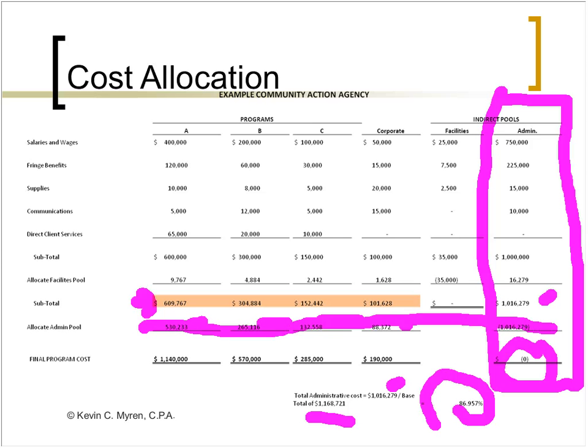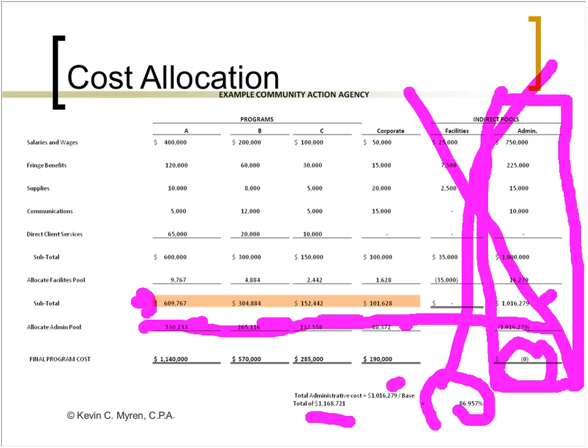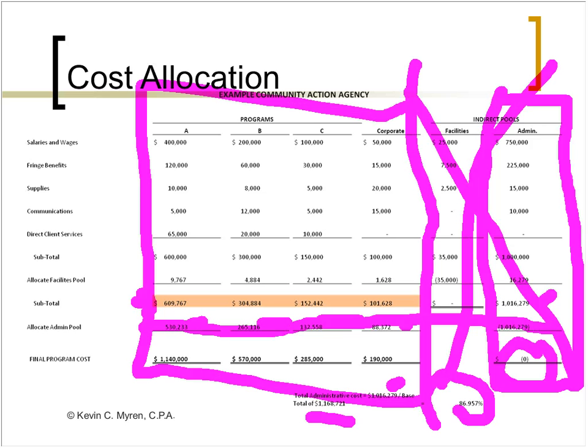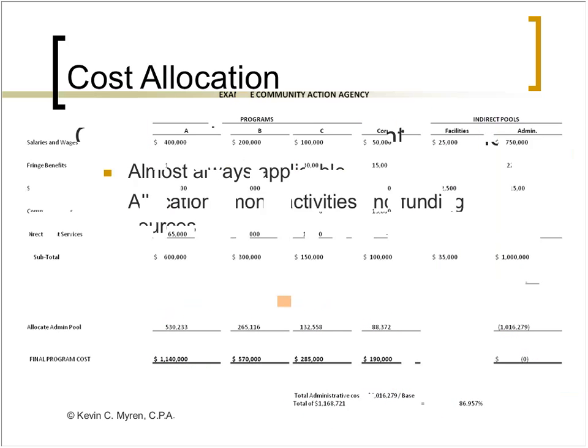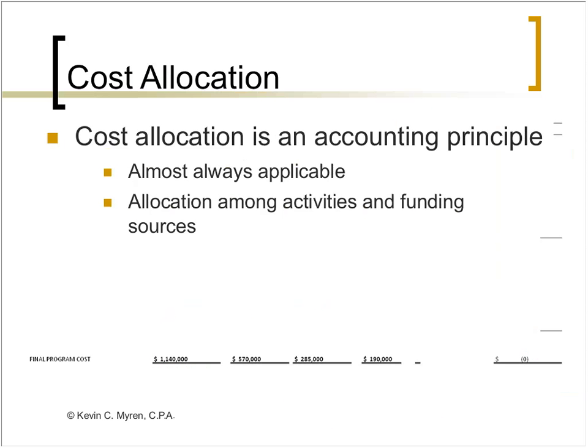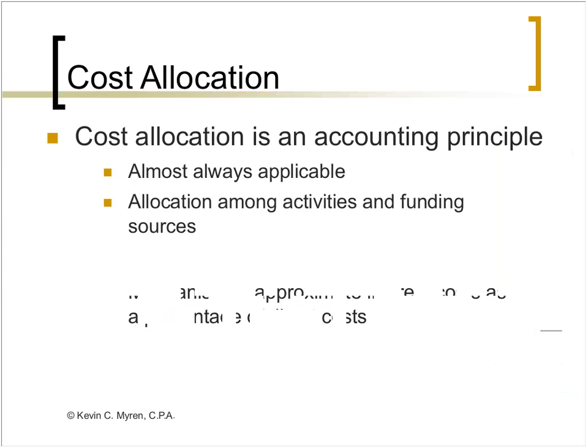So when we get done with our cost allocation process, the result is we have nothing left for cost in the indirect, and all the costs are now back to our programs, A, B, C, and our corporate subtotal. In general, cost allocation is an accounting principle. It's almost always applicable. Allocation among activities and funding sources use cost allocation.